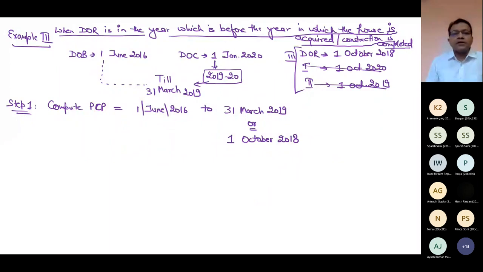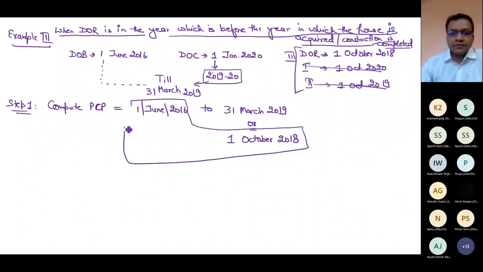So how can you compute the interest? There was no interest payable after 1st October 18. So by default, the ending date of 31st March must be compared with the repayment date. And if the repayment date is before 31st March of that year, then the repayment date is the date when your pre-construction period ends, logically. So this is my pre-construction period now. This is step 1. What is step 2? You simply compute the interest.